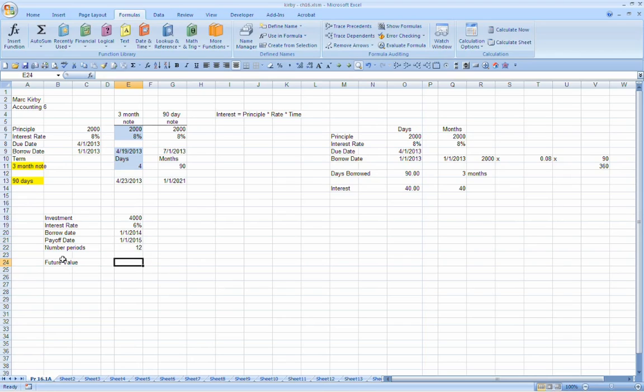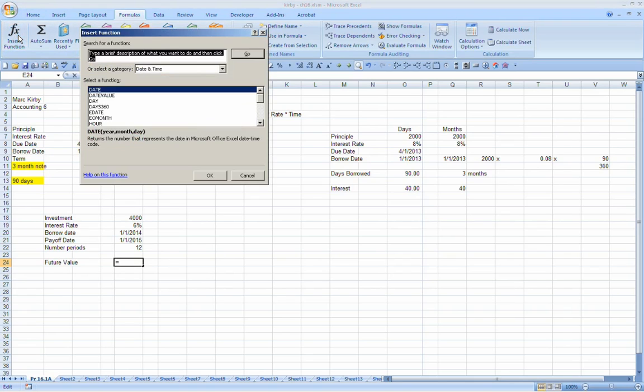So remember that we used to be able to take the principal amount, the investment, the 4,000, go look up a factor in a table based on 6%, 12 periods, do the math, right? Excel will do it for you. So equals, and we go find our function. Let's say we don't know what this is. I'm going to go use the function wizard.